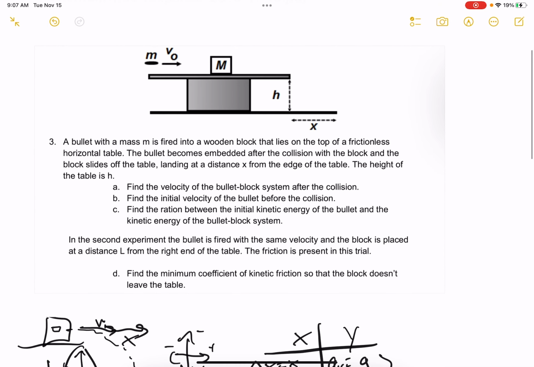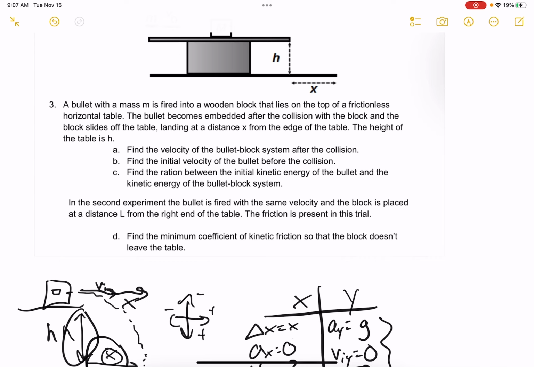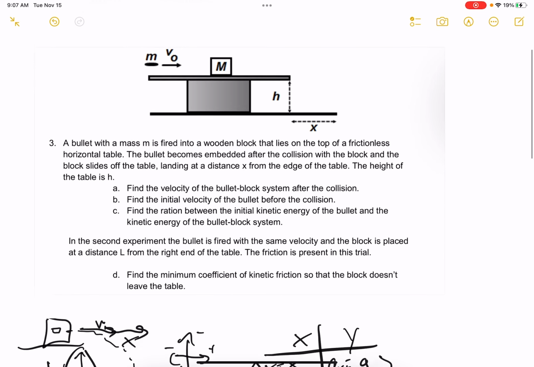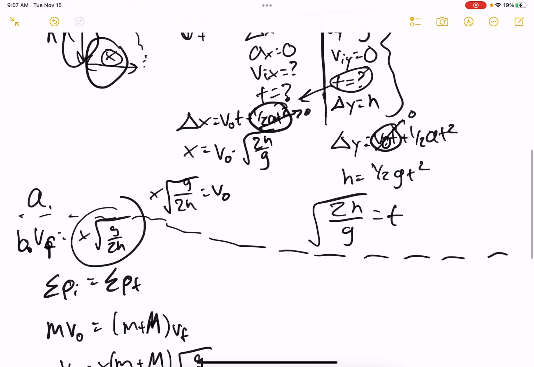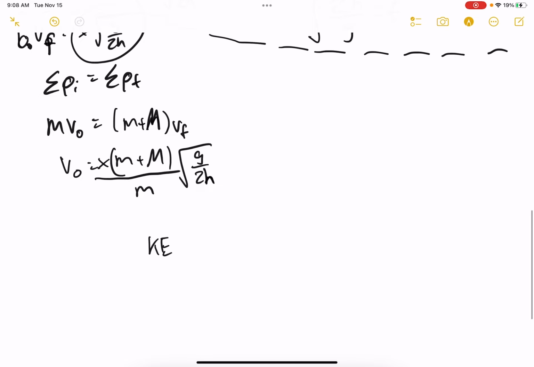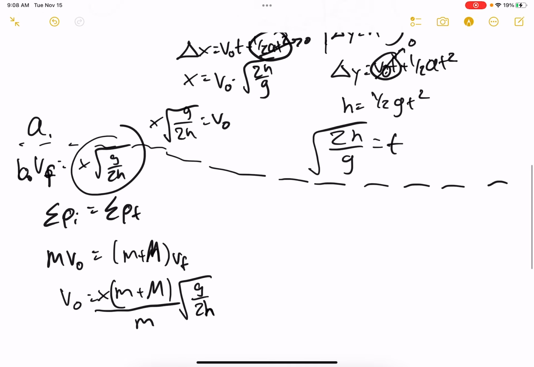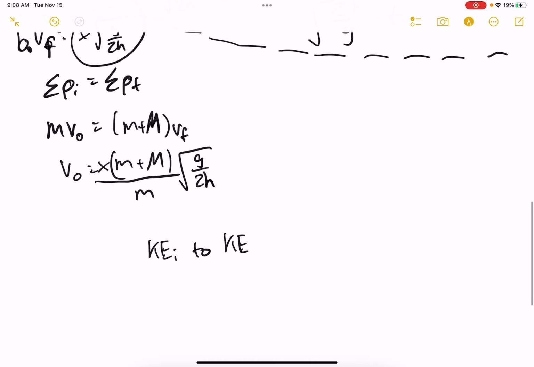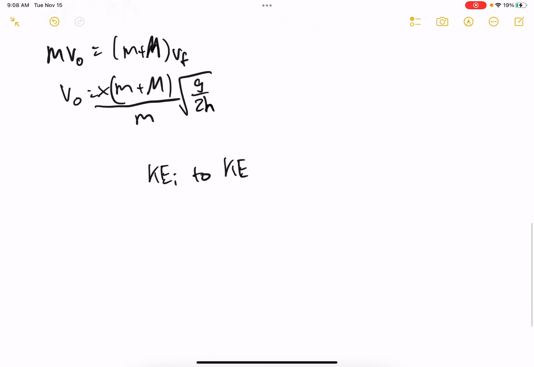Okay, part C. It says find the ratio of the initial kinetic energy of the bullet and the kinetic energy of the bullet-block system. So for this one, I want to find the ratio. I want the KEI to the KEF. Another way to write this would be KEI divided by KEF. That's the ratio that I'm interested in.